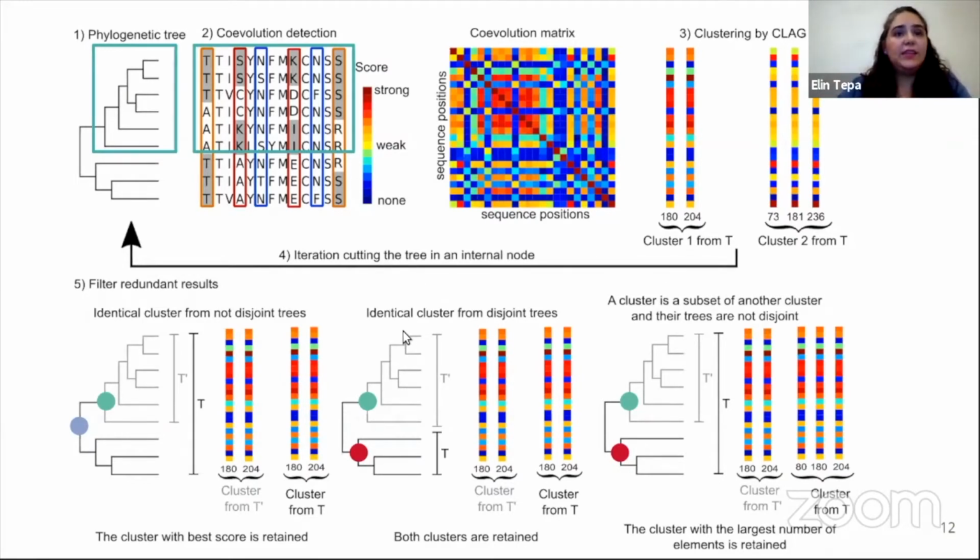In this case, the iteration process allows us to find two subtrees supporting the same coevolution between the same positions. And in the last case, if two clusters are contained one in another and their associated trees are not disjoint, only the cluster with the largest number of elements is retained. That allows us to maximize the number of coevolving positions.